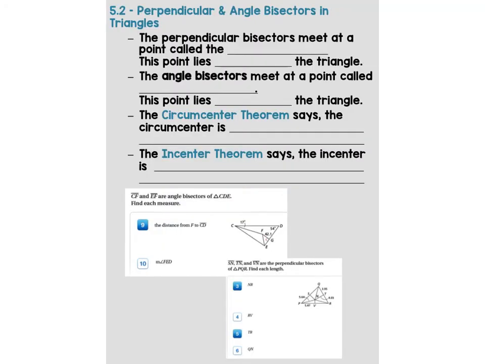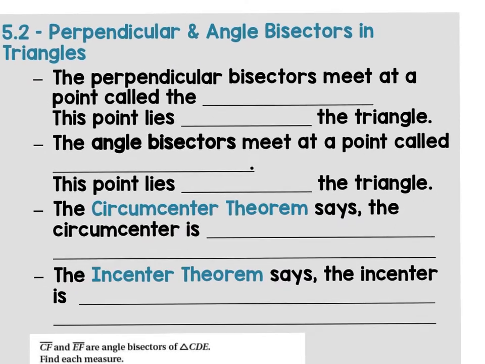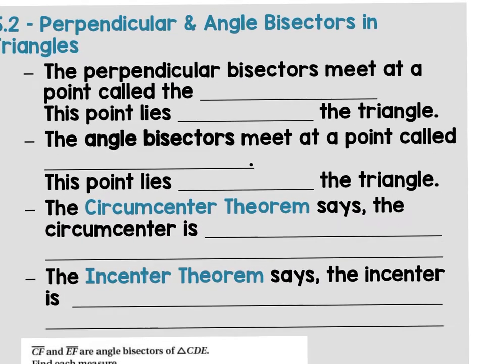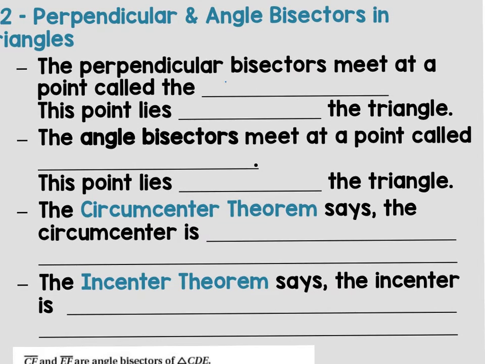Okay, then 5-2 is the perpendicular bisectors and angle bisectors now in a triangle. So the perpendicular, and see if you can do this off of memory instead of reading it. Perpendicular bisectors meet at a point called what? Circumcenter.